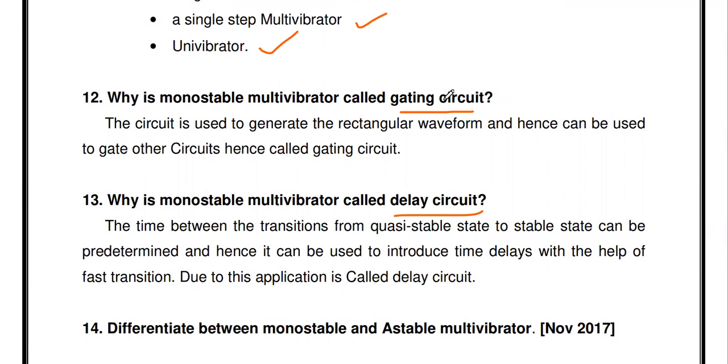So why is it called a gating circuit? The monostable multivibrator is used to generate the rectangular waveform, and hence it can be used to gate other circuits. That's why this monostable is called a gating circuit. It generates a rectangular waveform, and that waveform can be used to gate other circuits. So it is called a gating circuit.